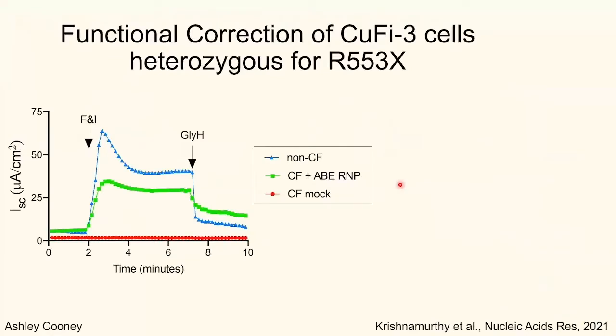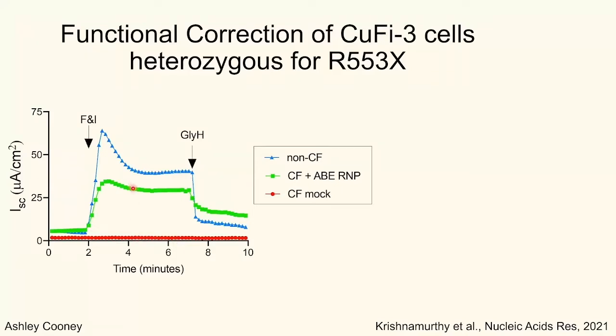These are our Ussing chamber results. The figure on the left is a sample Ussing tracing from one of our cultures. The x-axis is the time in minutes, while the y-axis is the short circuit current. We are observing the response to forskolin and IBMX, or F&I, which are drugs responsible for opening the CFTR channel. We're also looking at GlyH, which is an inhibitor of the CFTR protein. The blue tracing is a culture from a non-CF donor, and it serves as our positive control, and the red are our mock CF cultures, which serve as our negative control.